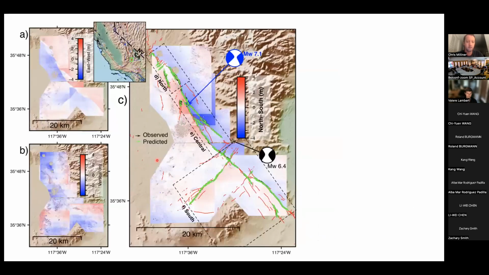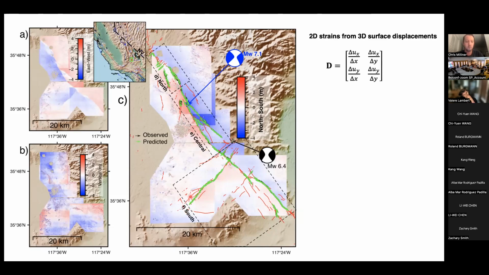So again, here's the final result for Ridgecrest using this approach. This is the east-west component of motion, the vertical, and then the north-south component of motion. This is the main shock rupture here, and then this is the foreshock rupture right here.